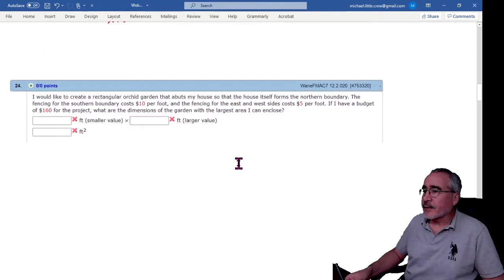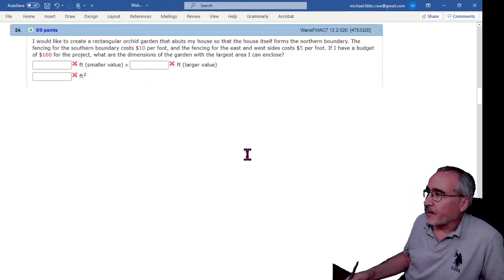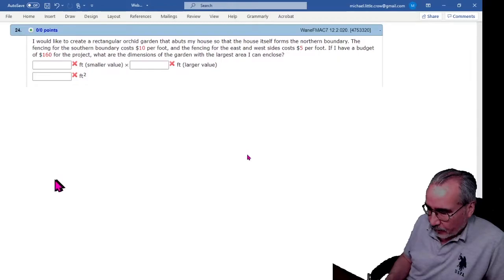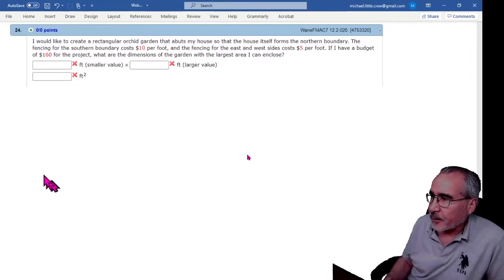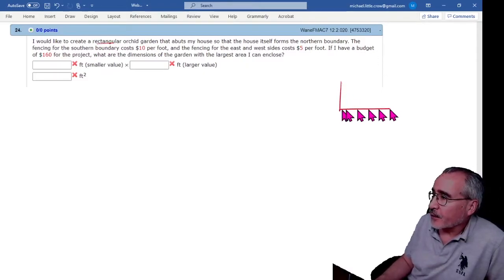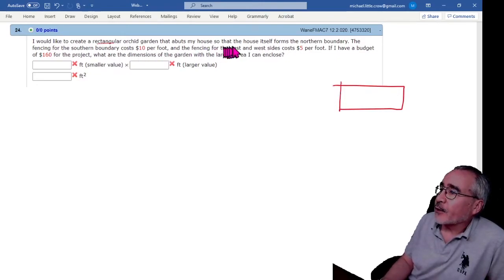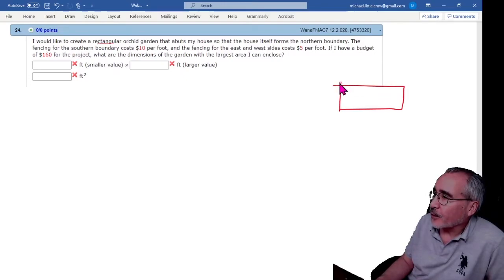Okay, so more word problems here, more max optimizations. So I would like to take a rectangular garden. Okay, so rectangular is something like that abuts my house. So the house itself forms a northern boundary. So we'll put the house here at the northern boundary. Here's that.